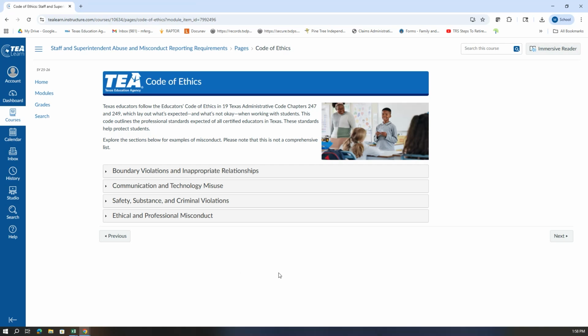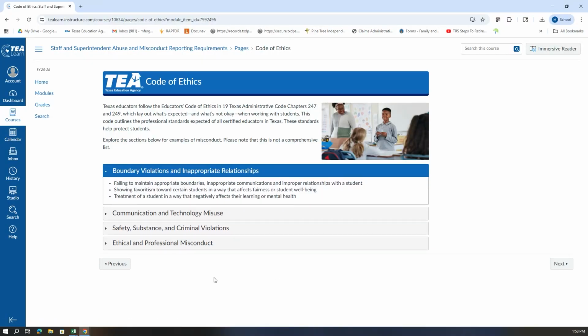Code of Conduct. Texas educators follow the Educators' Code of Ethics, Chapter 19 in the Texas Administrative Code, which lays out what's expected and what's not okay when working with students. This code outlines the professional standards expected of all certified educators in Texas. These standards help protect students.